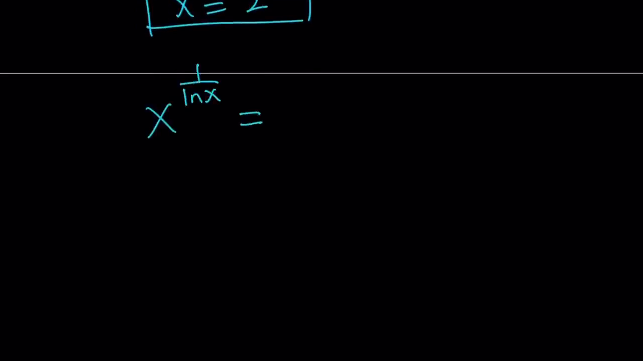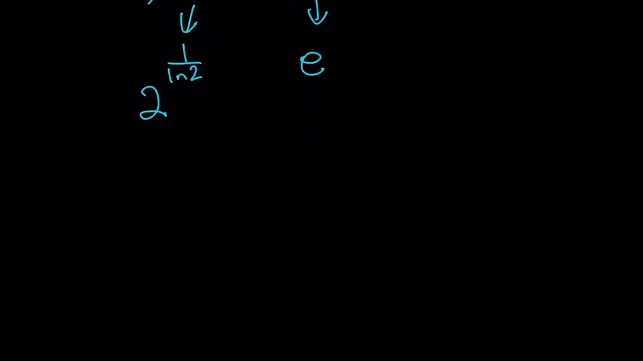So x to the power 1 over ln x equals e to the power x minus 1. If I plug in x equals 2 on the left-hand side, I get 2 to the power 1 over ln 2. And on the right-hand side, I get e to the power 1, which is e. Great. So how can I show that this equals e? Well, here's one thing you can do. You can call this 2 to the power 1 over ln 2 z.